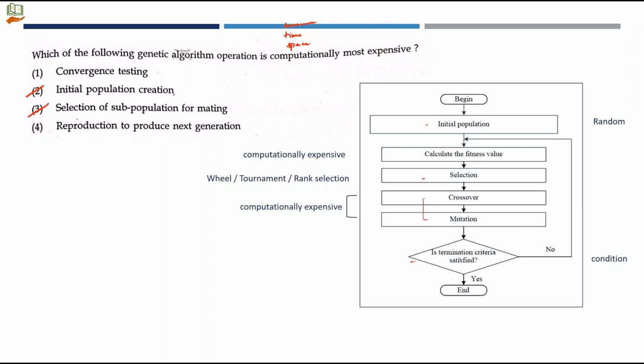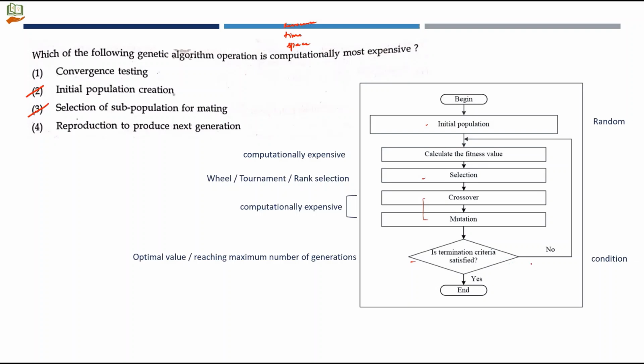Next, what is termination criteria? It is just a condition. What kind of condition can it be? You can check whether an optimal value has been reached, or you can check whether the reproduction has crossed a certain number of generations. When it touches the maximum number of generations, you have to ultimately end the algorithm. So when it reaches an optimal value, you have to ultimately end the algorithm.